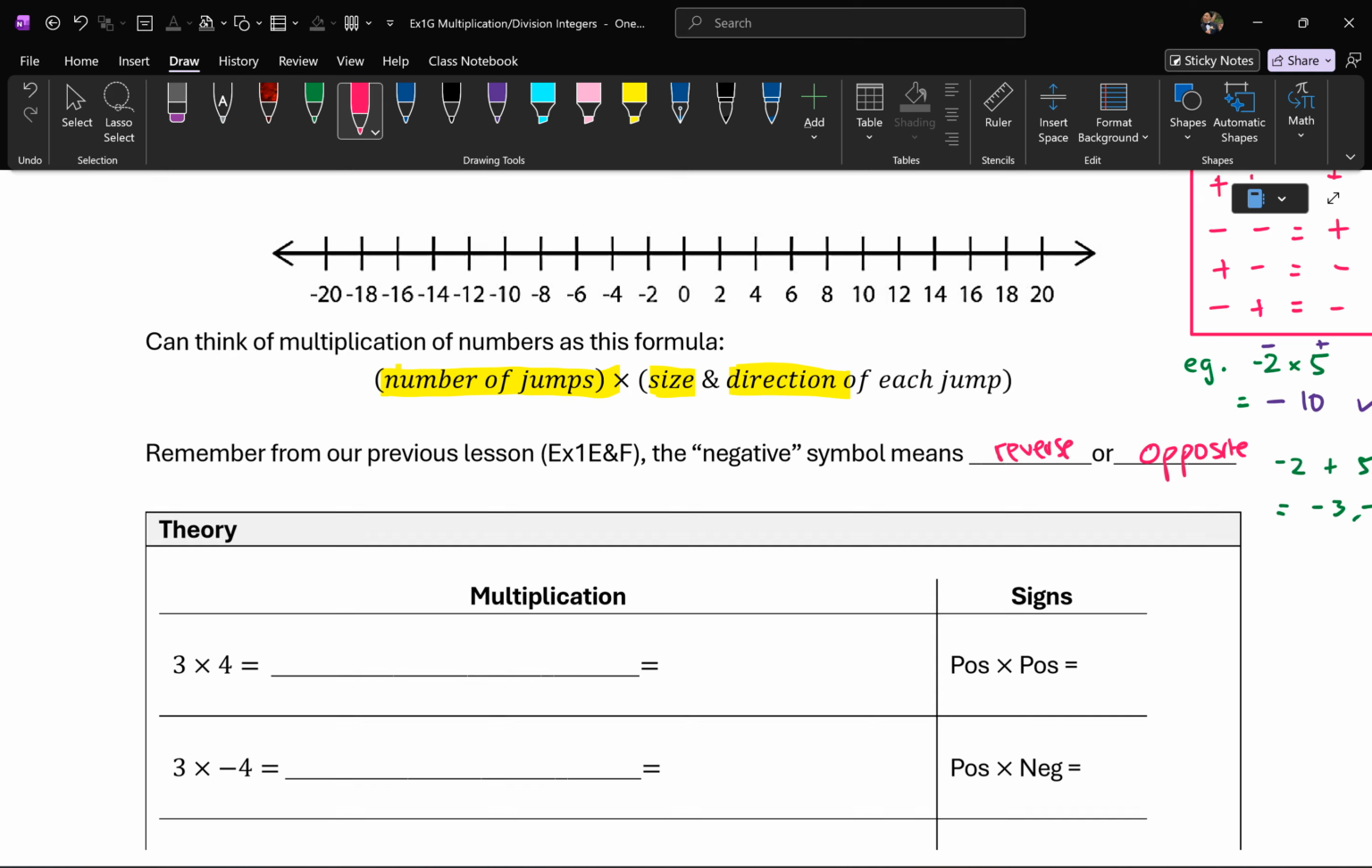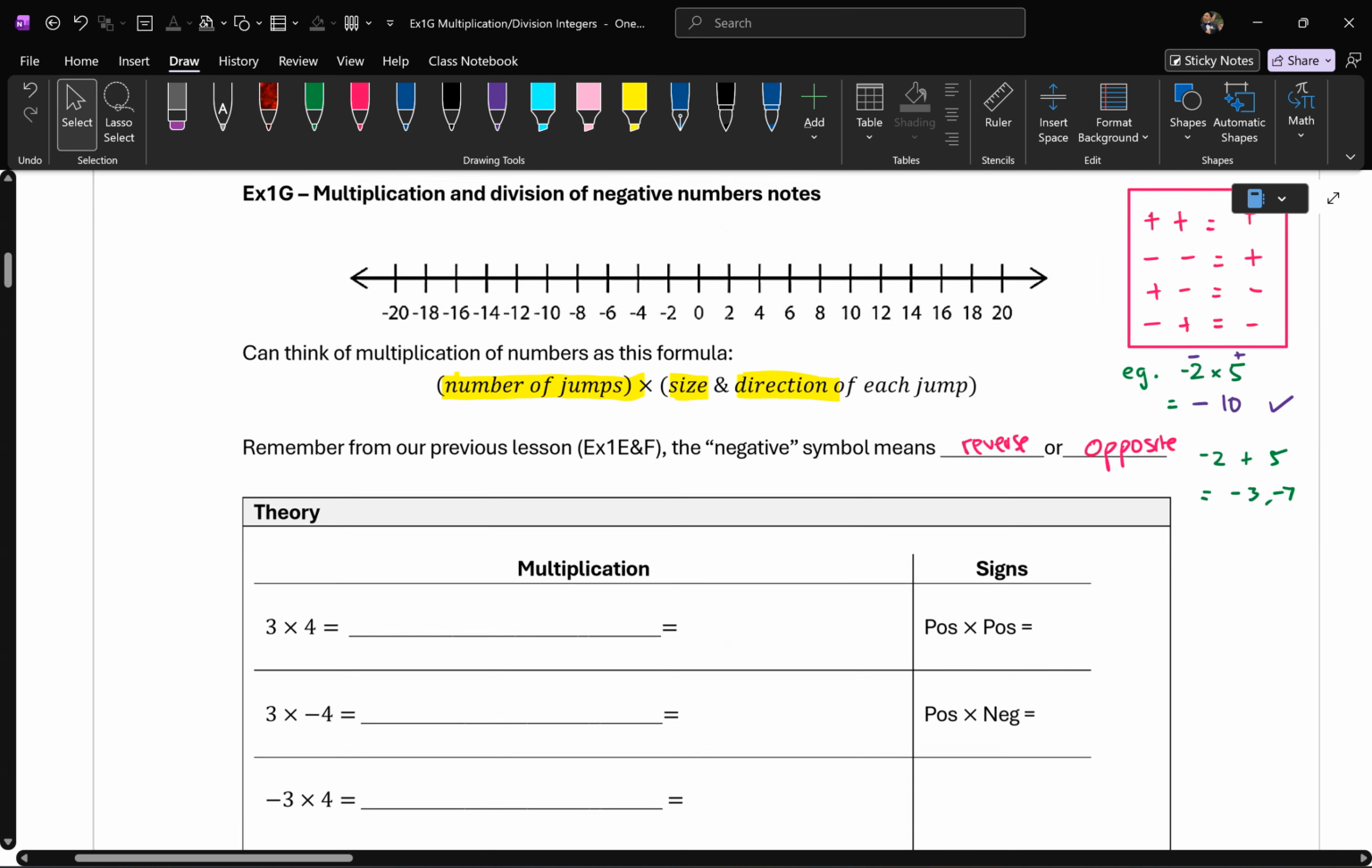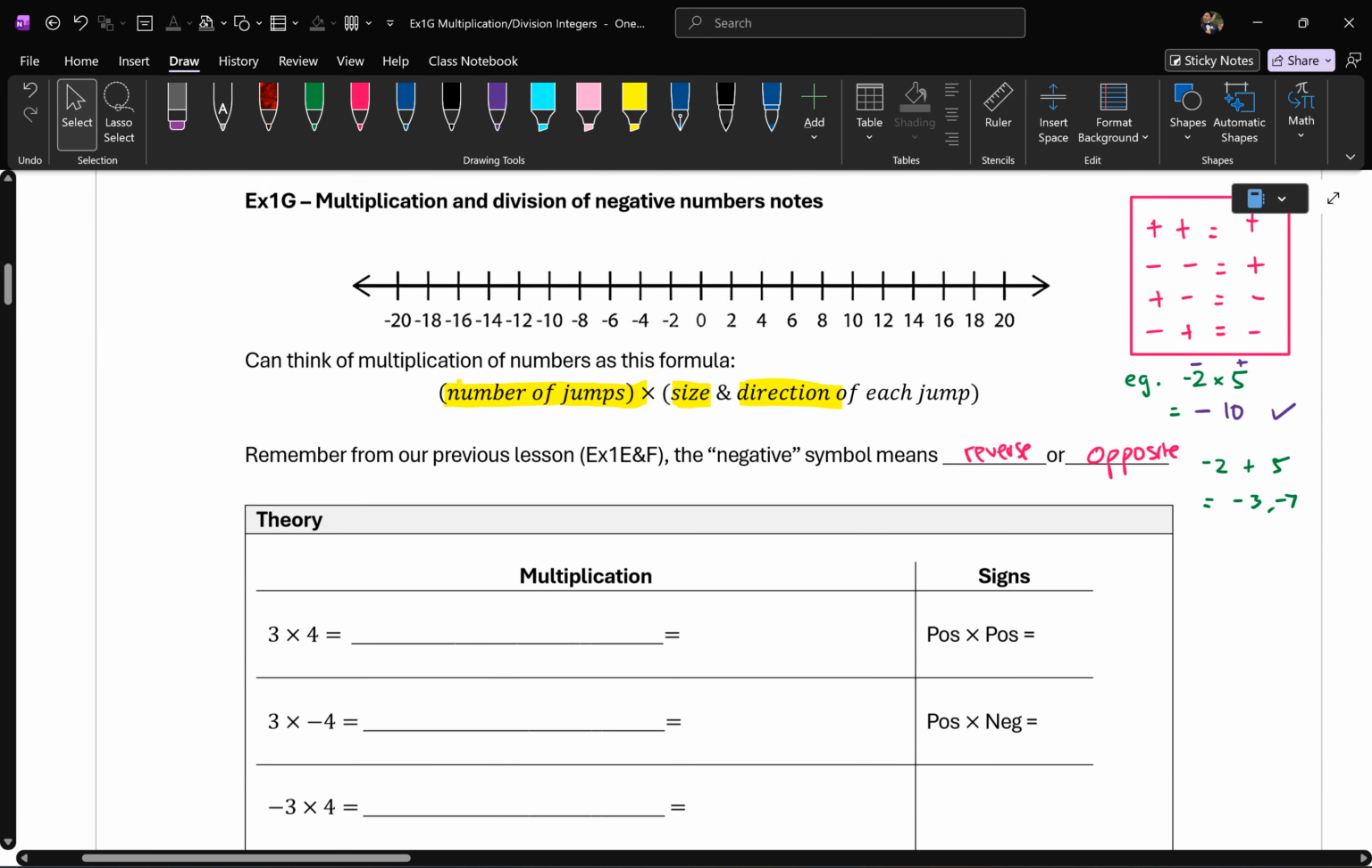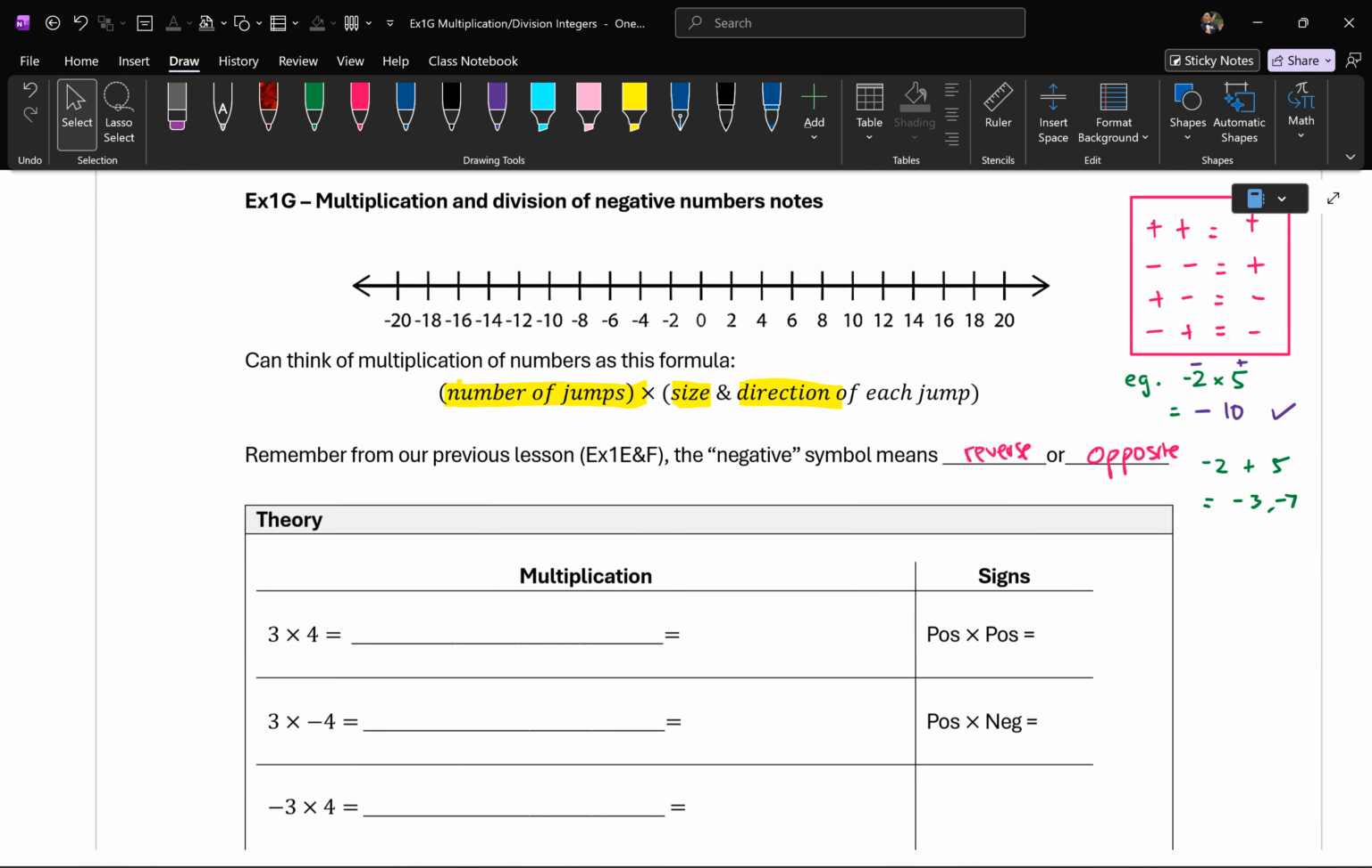Actively listening or actively writing notes. Okay, both is good too. So you've got reverse or opposite. The negative sign is different to minusing. Minusing is the opposite of plus, which means gaining. So when you say minus something, you're actually losing. You just don't know what you're losing yet, but you're losing something.